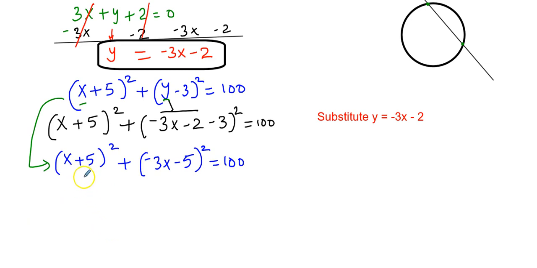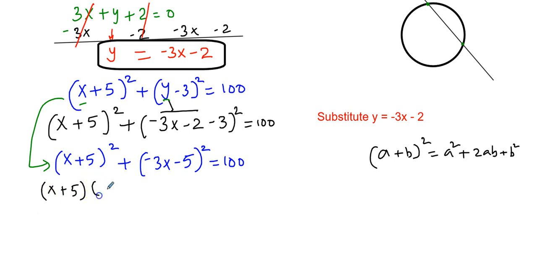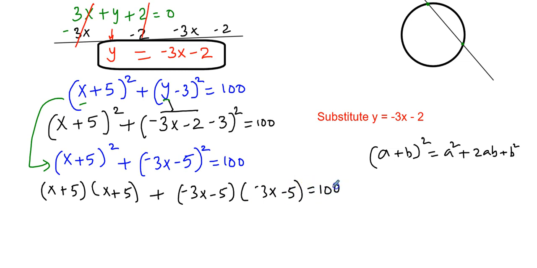We can directly use the formula: (a + b)² = a² + 2ab + b². That's a perfect square trinomial. Or if you don't remember, directly just multiply (x + 5) times (x + 5). There is a plus here. Again, (-3x - 5) times (-3x - 5), and the sum is equal to 100.